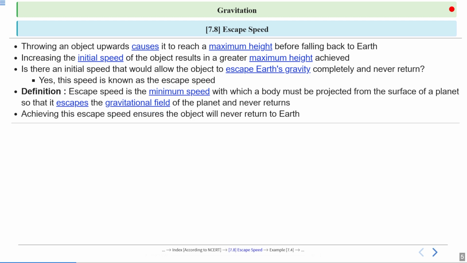So achieving the escape speed ensures that the object will never return to Earth. And this is why rockets need to reach a certain speed to leave Earth's atmosphere and enter space. Understanding escape speed helps us grasp the challenges of launching spacecraft.